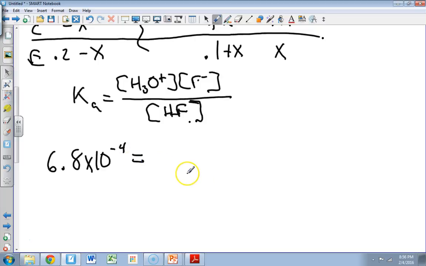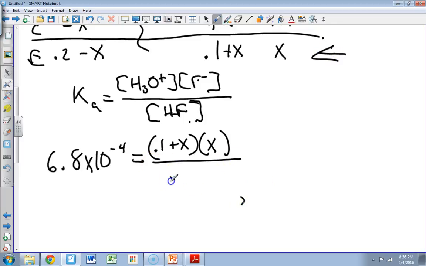That equals the concentration of H3O+, 0.1 plus x, times x, the equilibrium concentrations, this bottom row, over 0.2 minus x. Again, let me clean this up because I want to make sure that it's nice and neat and clean so that you can see it. And that goes in parentheses.